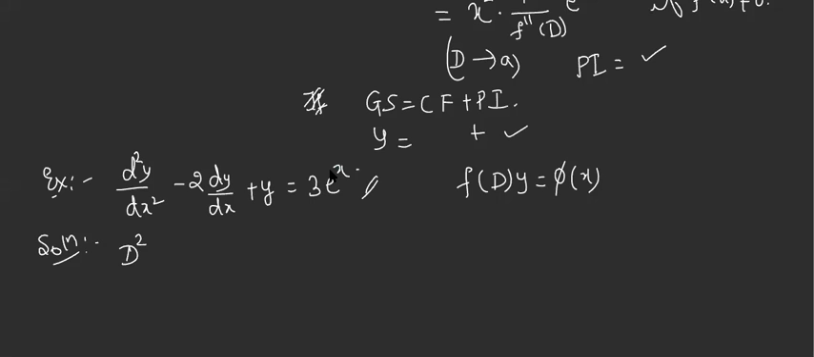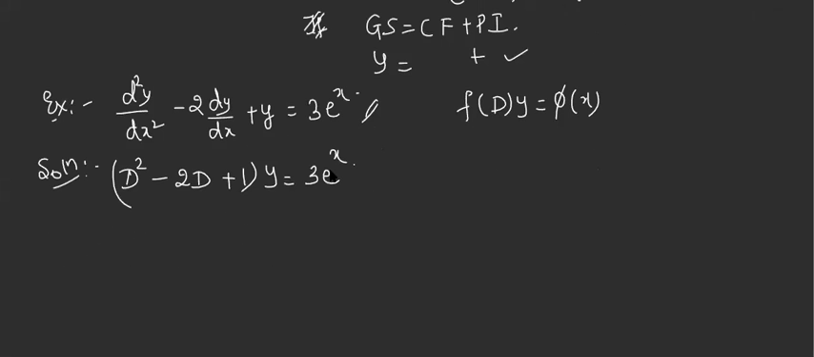So this is D square minus 2D plus 1, into y, equal to 3 into e raised to x. Done. Now, don't worry about the PI now. First, we will find CF. To find CF, we require the auxiliary equation. What is the auxiliary equation?